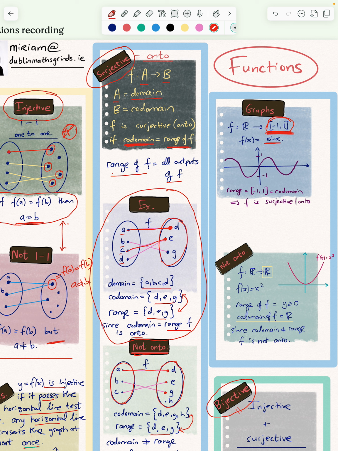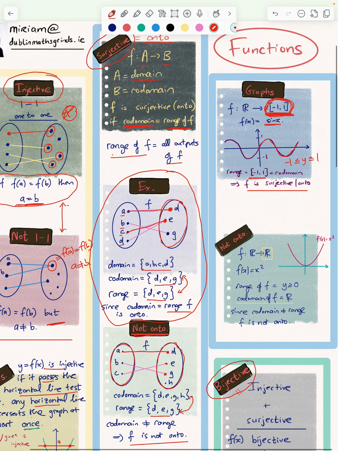So for the function f of x equals sine x, we know that the range, all possible y values along this curve, all the outputs of sine x, range between minus 1 and 1, okay? So the range is y greater than or equal to minus 1, less than or equal to 1. And the codomain is also that. These are all values between minus 1 and 1. So therefore f is surjective or onto.